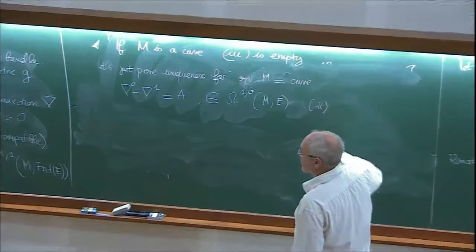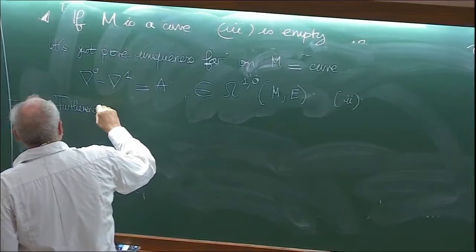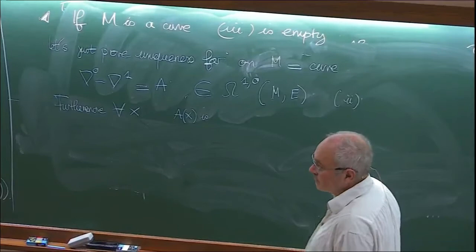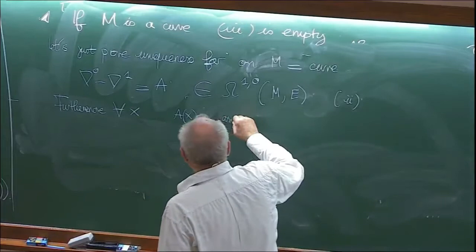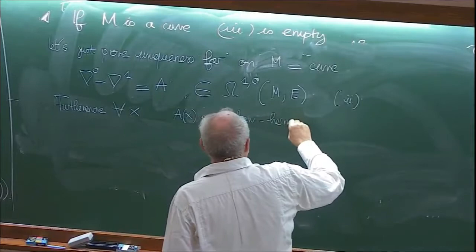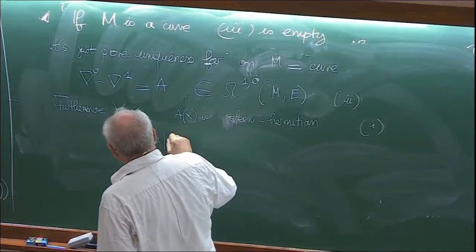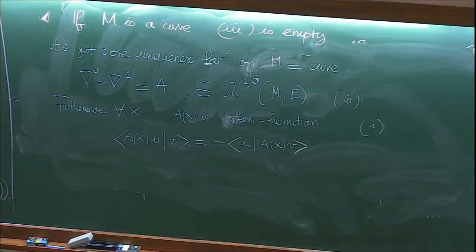Now I want to say that, furthermore, for every X, AX is anti-adjoint. Anti-symmetric in the world of complex Hermitian, how do you say that? Anti-Hermitian. Skew-Hermitian. So this means that's the condition one. This means that AX U against V is equal to minus U against AX of V. Okay, so that's my first condition.